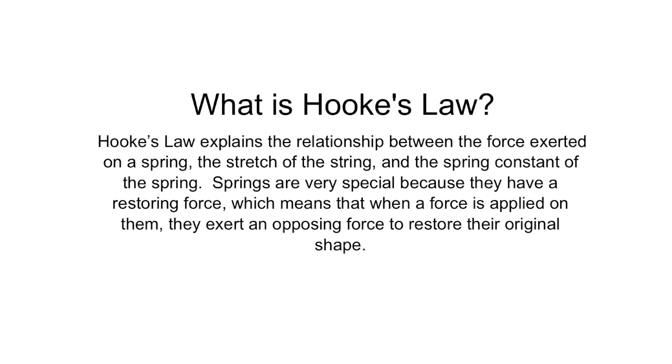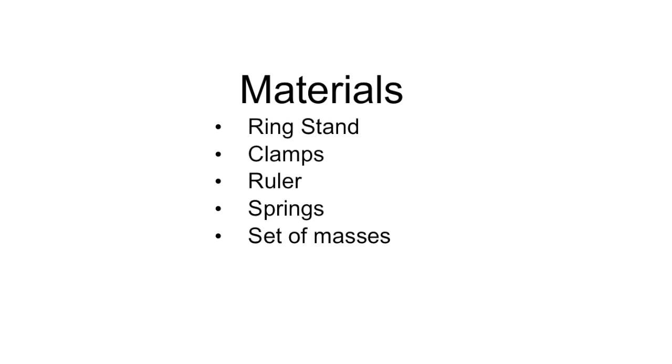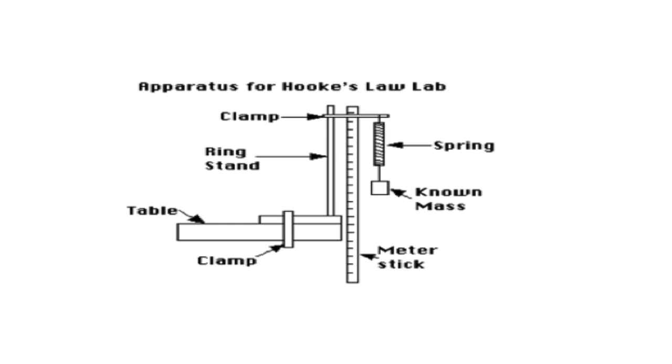Springs are very special because they have a restoring force, which means that when a force is applied on them, they exert an opposing force to restore their original shape. The materials necessary for this experiment are one ring stand, clamps, rulers, springs, and different sets of masses. An example of the lab setup can be seen here.